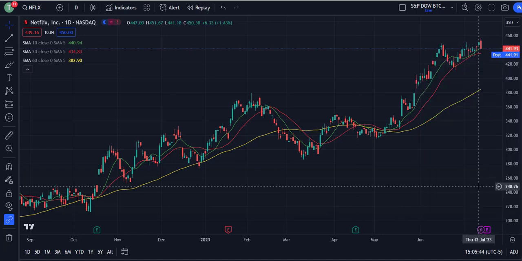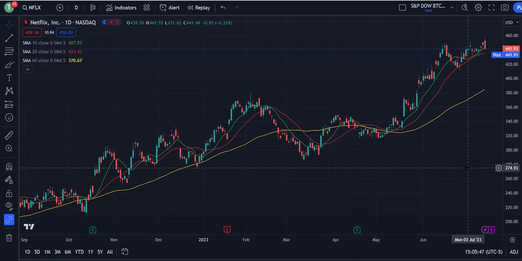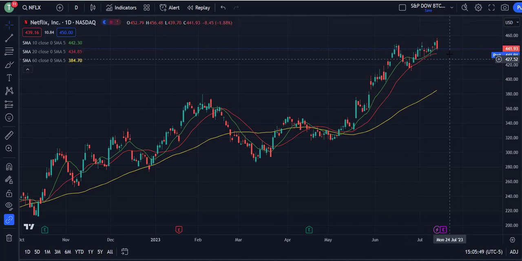Lots of news on Netflix as well. But at the moment, right now, we're going to stick with the moving averages. So right now, we are looking bullish. The 10-day is above the 20, which is above the 60.